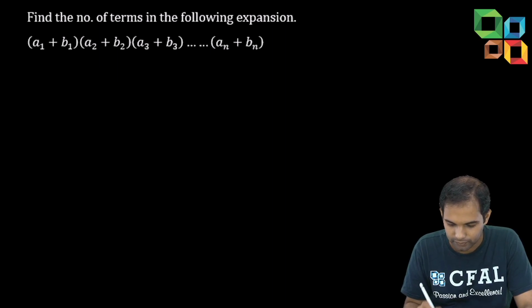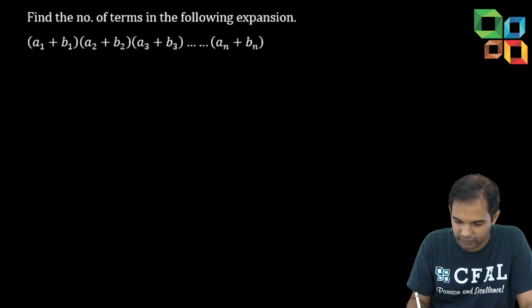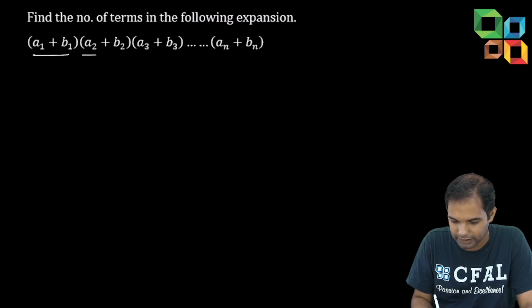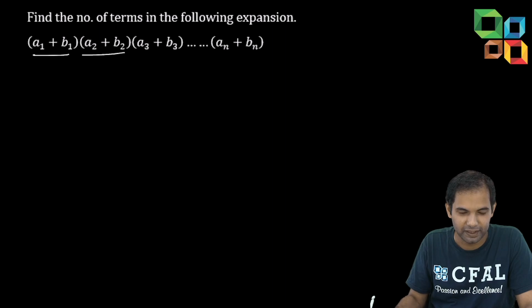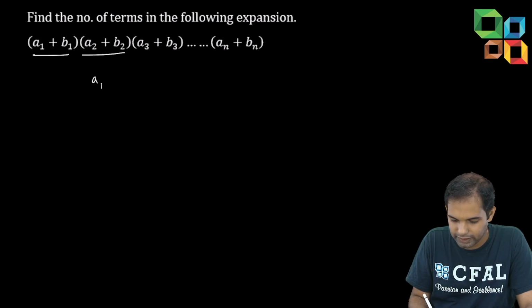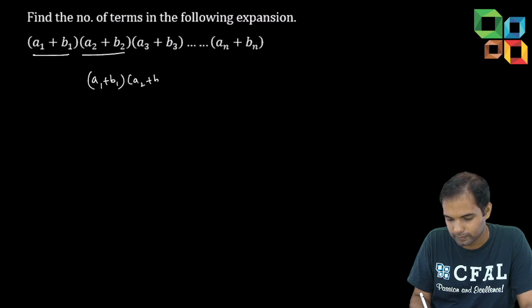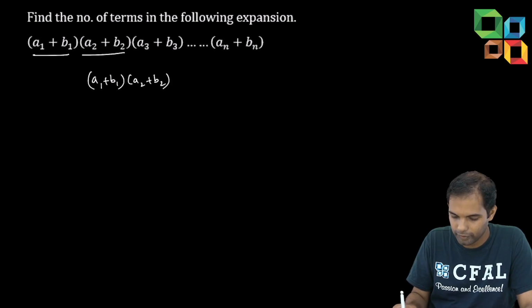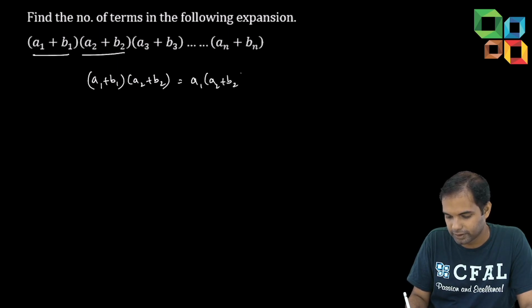Can we start with a smaller example, just multiplying two terms and figuring out? So what I'm going to do is (a1 + b1) into (a2 + b2). If I multiply this, I'll get, say, a1 I have to multiply to both the terms, correct? Then I have to multiply b1 to both the terms.